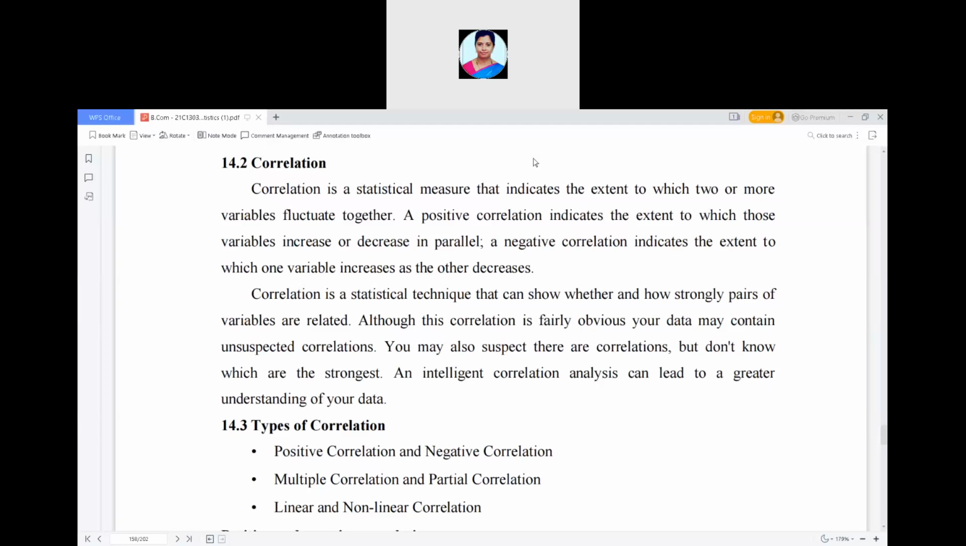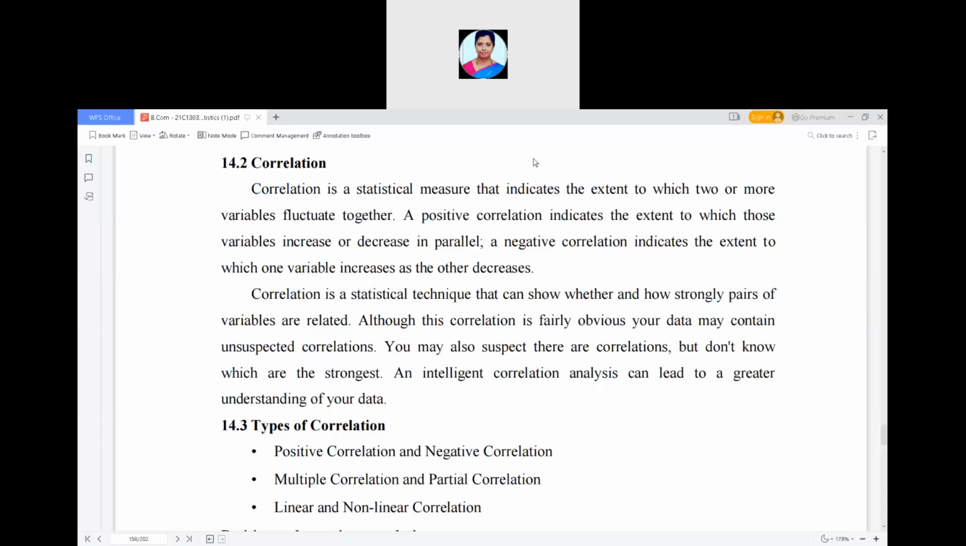It is a statistical technique that shows how strongly pairs of variables are related. Although some correlation is fairly obvious, your data may contain unsuspected correlations. You may also suspect there are correlations but not know which are strongest. So an intelligent correlation analysis can lead to a greater understanding of our data. Here we are going to list the types of correlation.